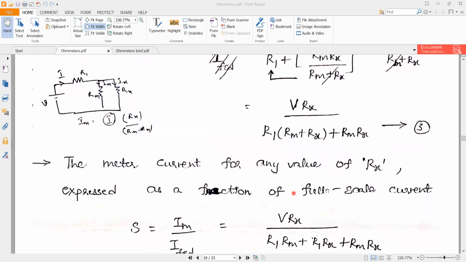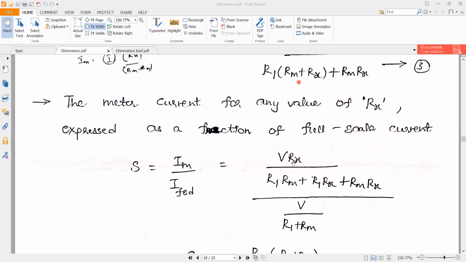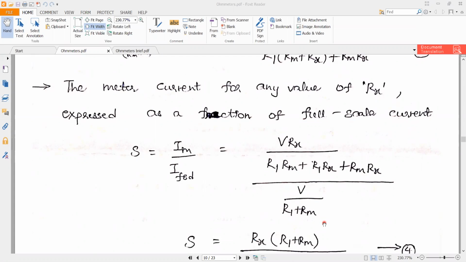Next, the meter current for any value of Rx, expressed as a fraction of the full scale current, is given by S is equal to Im by IFST. We know the Im value and the IFST value. By substituting those values here, S is equal to Vrx by R1 Rm plus R1 Rx plus Rm Rx, divided by V by R1 plus Rm.